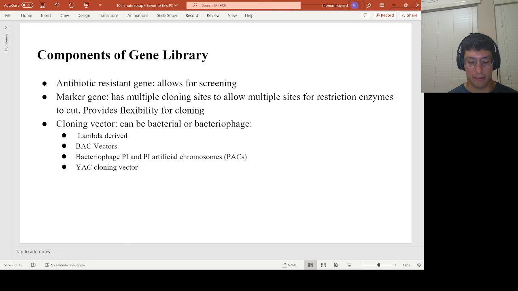Next is the BAC vector, and those are used to clone large fragments up to 300 kilobases or more. Then we have the bacteriophage P1 and P1 artificial chromosomes, also called PACs. Those are used in circular plasmids up to 122 kilobase fragments.